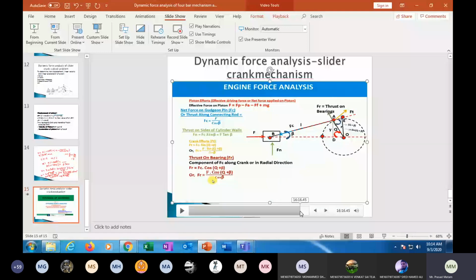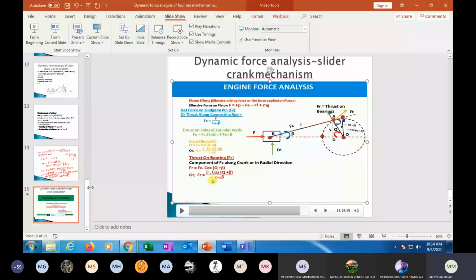With this, I will wind up the static force analysis and dynamic force analysis of the components: static force analysis of the slider crank mechanism, static force analysis of the 4-bar mechanism, dynamic force analysis of the slider crank mechanism, and dynamic force analysis of the 4-bar mechanism. These 4 topics we have covered through these classes. This is the 8th class, I think, and through all these 8 classes I have covered the 4 topics.